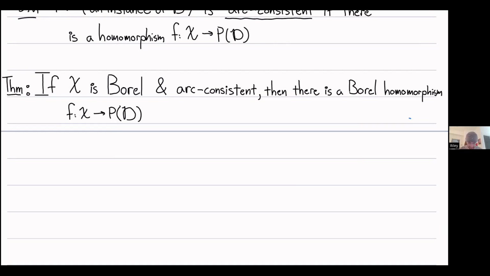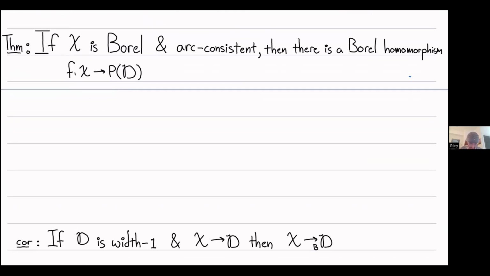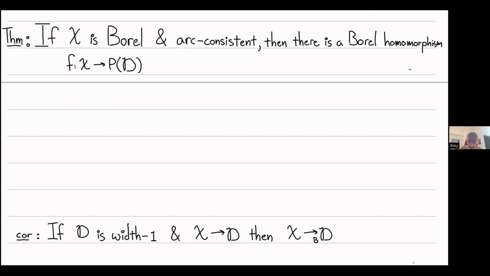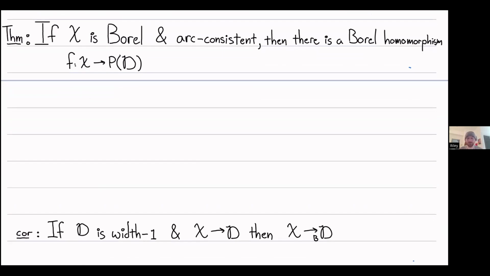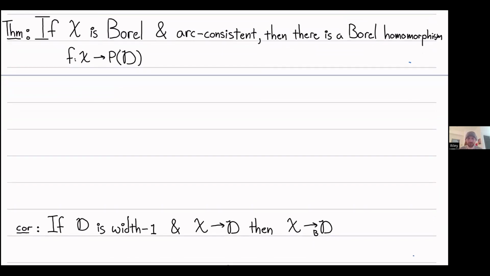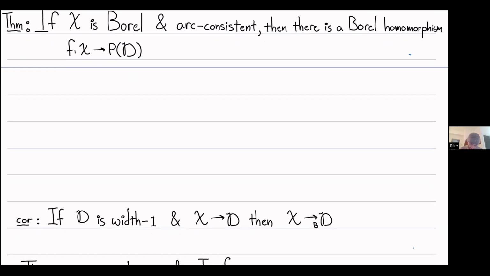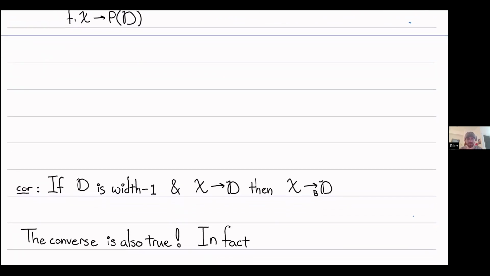So this is a fairly easy theorem, but it has a nice corollary: if you have a width 1 structure and a Borel instance X that has a homomorphism to D, then in fact X has a Borel homomorphism to D. So for width 1 structures, the CSP and the Borel CSP are identical. These are essentially classical structures. Adding Borel doesn't change your life at all. Turns out that the converse is also true.